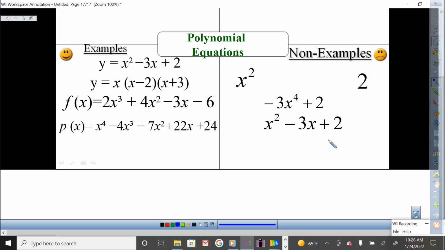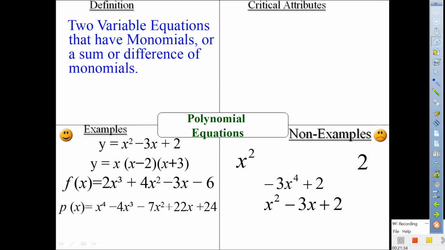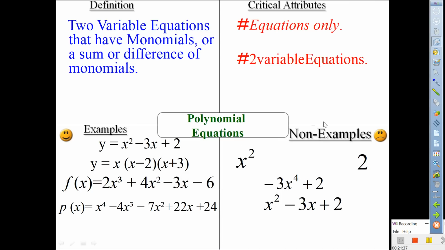Did everybody see the obvious thing? No equal sign, yes? So if it doesn't have an equal sign, that means that it cannot equal a different variable. So that's why: no equal sign, no two variables. So write these hashtags down. Hashtag equations only. Hashtag two-variable equations. And hashtag various terms for polynomials.